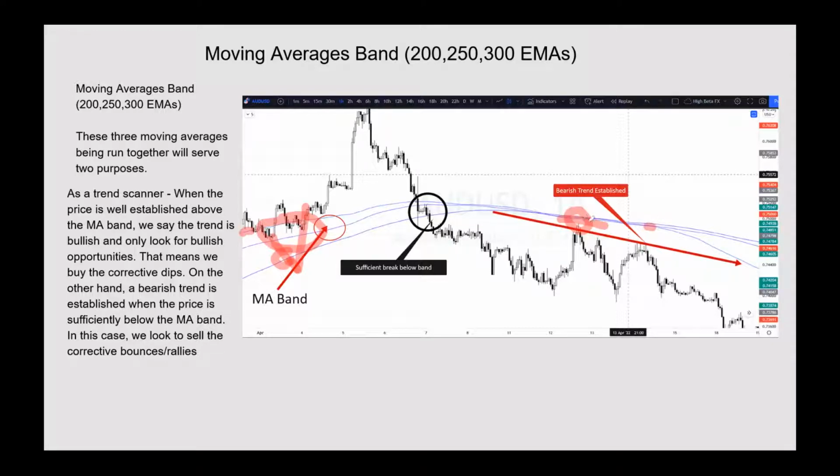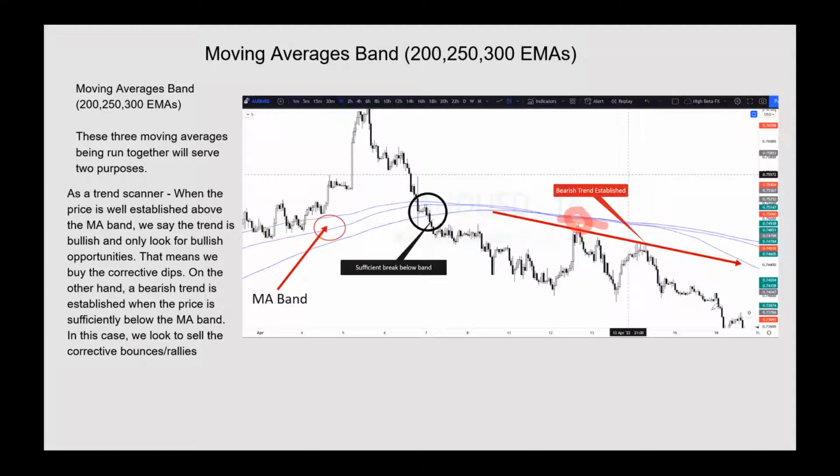That is what we want to see. The minimum is to touch the 200 moving average band. All right, so that is the second function of our moving average. We want to use it to identify where our correction could end, so that when we know where the correction could end, we can then trade the next impulses.